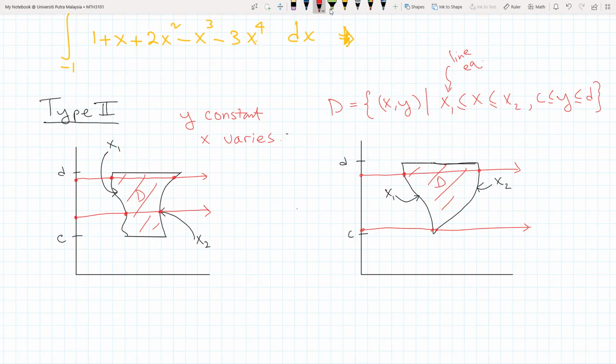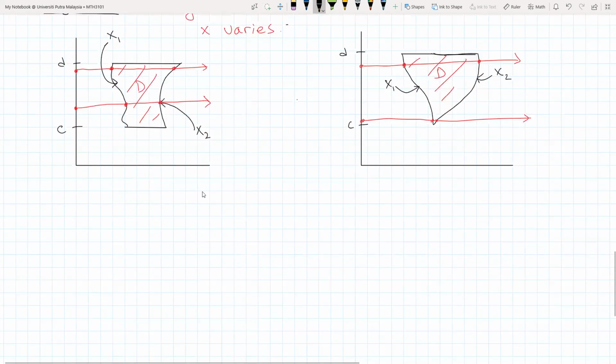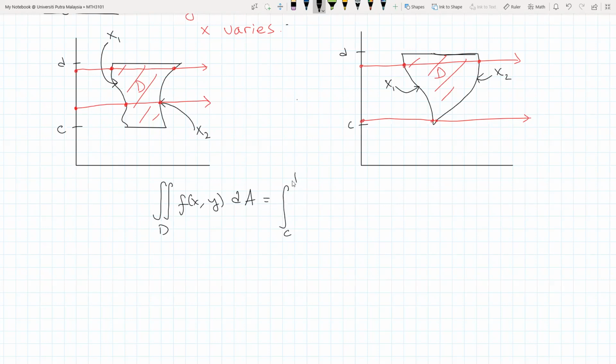Okay, so what does the equation look like? The double integration looks like this: on region D, f(x,y) dA is just the integral from c to d, in x from x1 to x2, of f(x,y) dx dy.